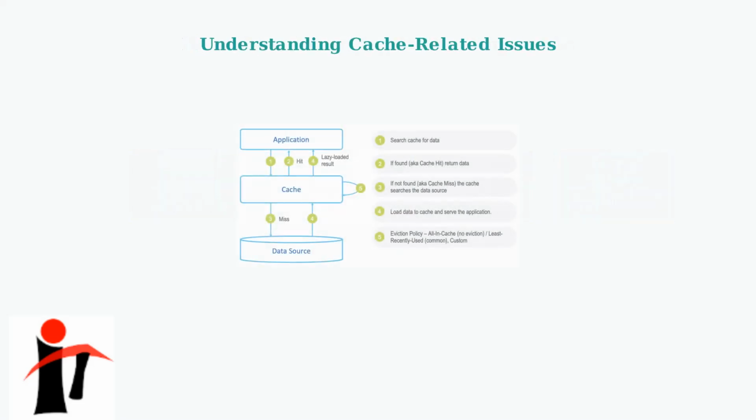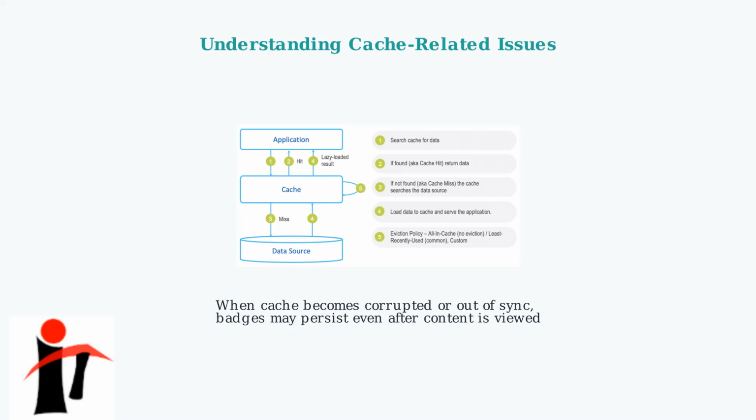Cache-related issues are the most common cause of persistent badges. This diagram shows how a typical caching system works. When the cache becomes corrupted or falls out of sync with the server, badges may continue to appear even after you've viewed all your content. The cache may hold outdated information about notification status, causing the app to display badges incorrectly.